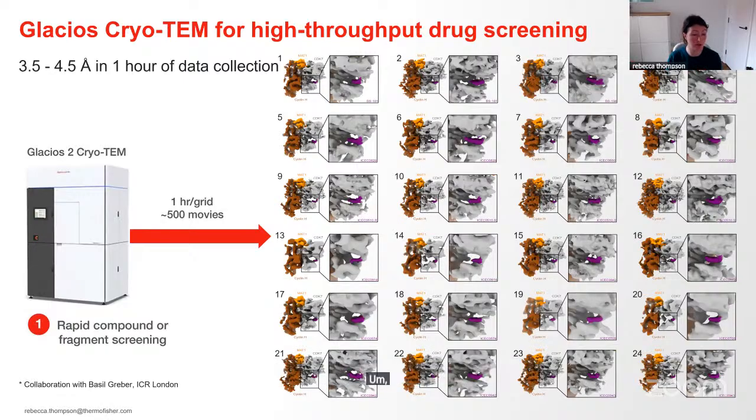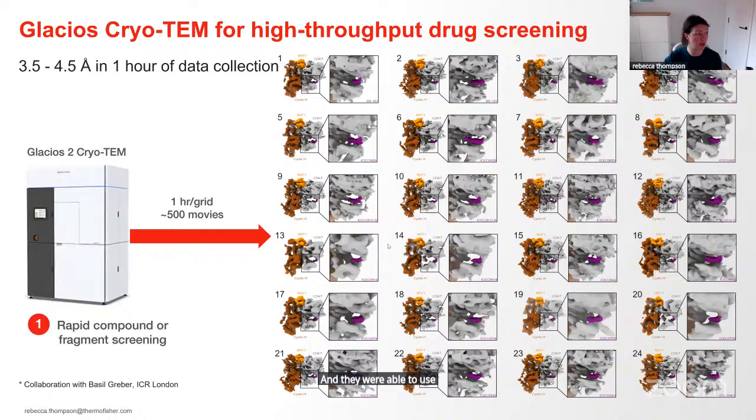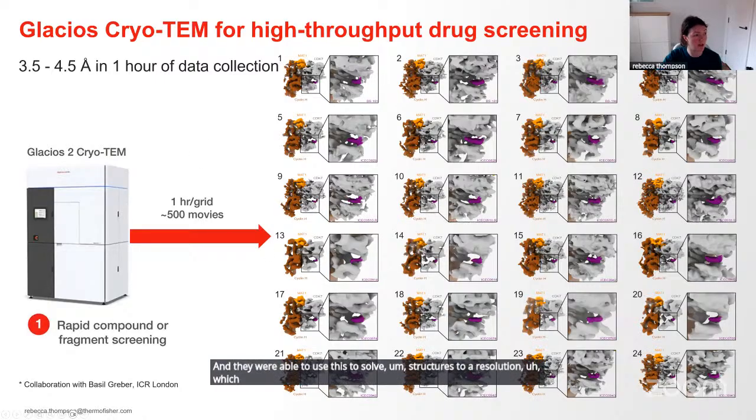And using a dedicated cryo-electron microscope, in this case the Glacios 2, they were able to collect on each of these samples, each of these grids, a very small amount of data. So this was about 1 hour of automated data acquisition. And they were able to use this to solve structures to a resolution which was between 3.5 and 4.5 angstroms. So not particularly impressive resolution, but certainly sufficient to see in purple here where these small molecules were binding.